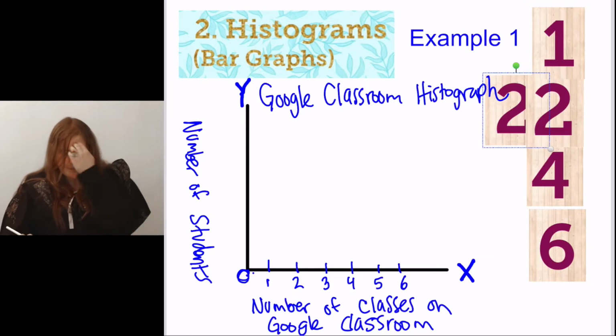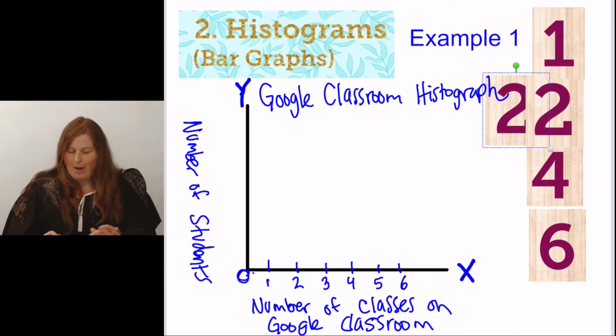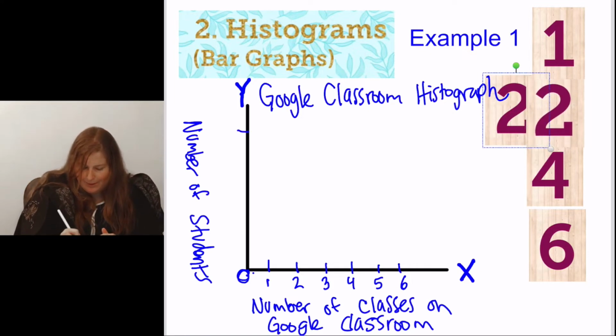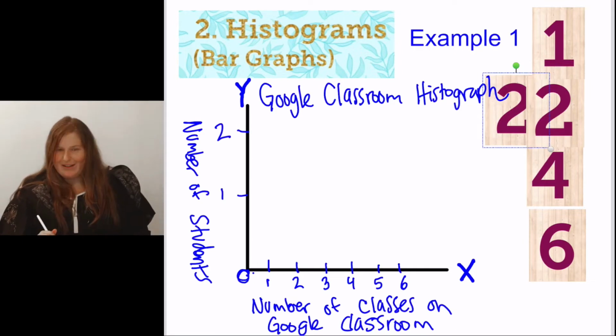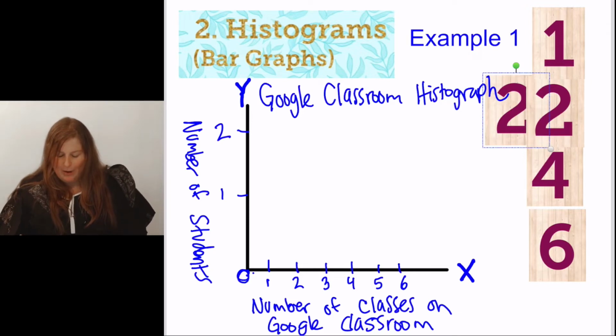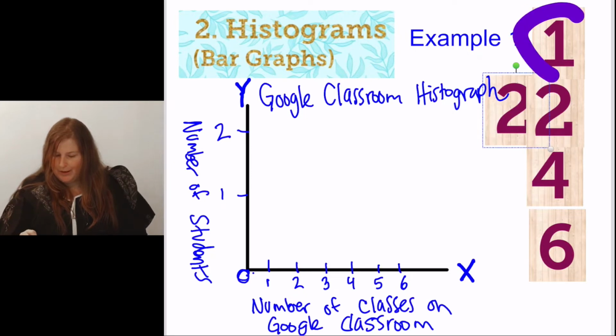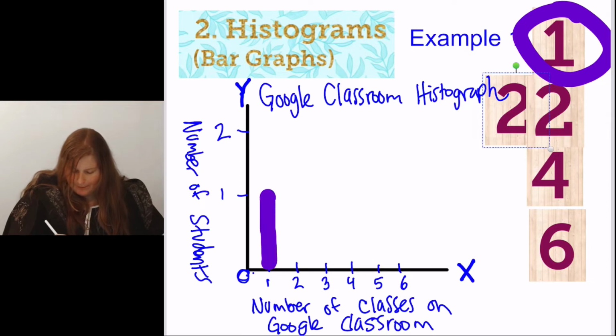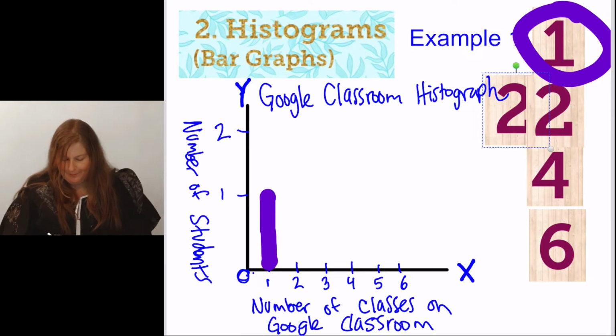and 6. And then when I'm looking at the scale for my y-axis, all of my numbers of students, the biggest number of students I have in one group is 2. So I'm going to put the 2 here at the top and the 1 halfway in between. Now let's get started on drawing our histogram or our bar graph. When I look at having one class on Google Classroom, there's only one student that has one class in Google Classroom. So I'm going to make a bar that goes up to the 1.